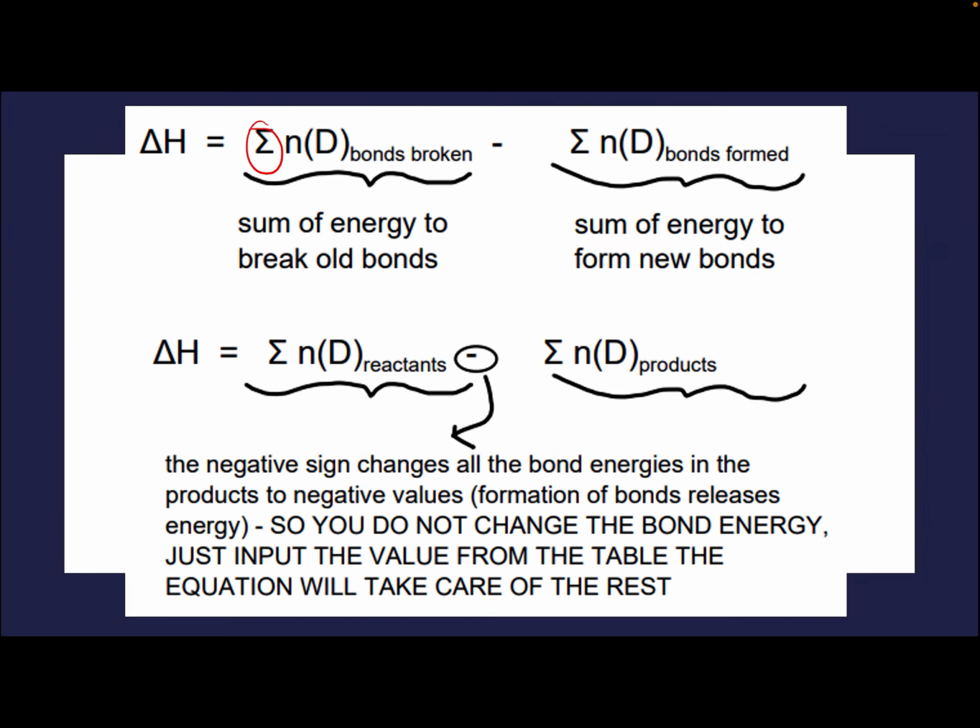And then you can see that negative symbol between the reactants and the products. That negative sign changes all the bond energies in the products to negative values, because it is the formation of bonds releasing energy. So you do not have to change the bond energies; just put the value from that table, okay?